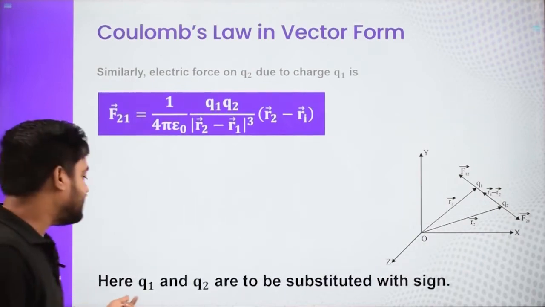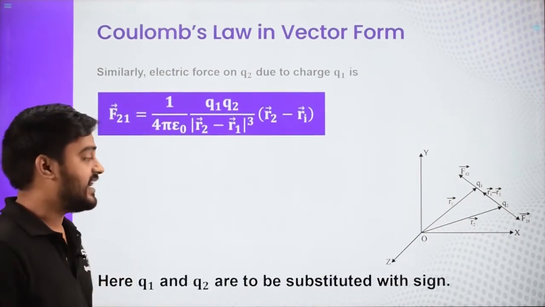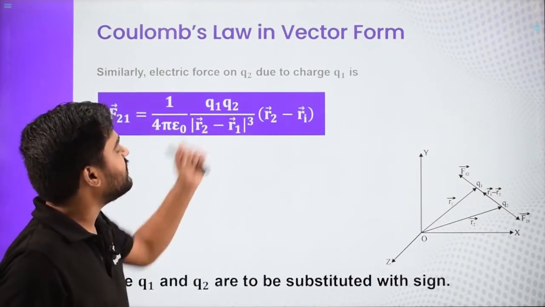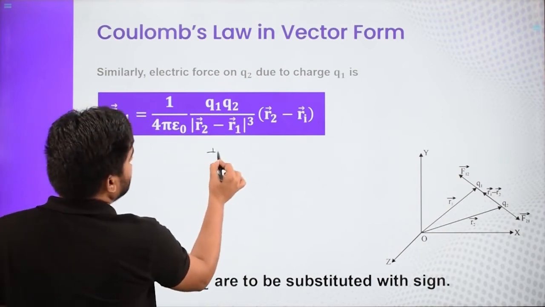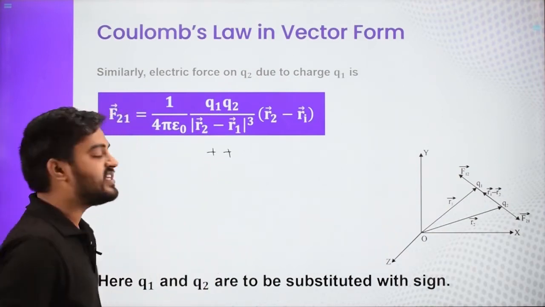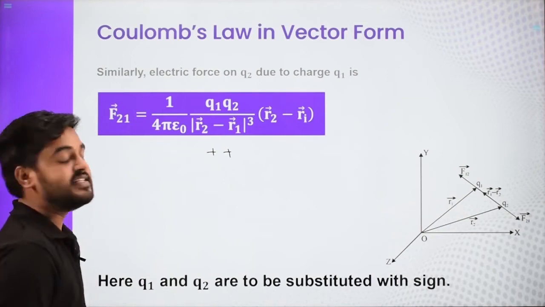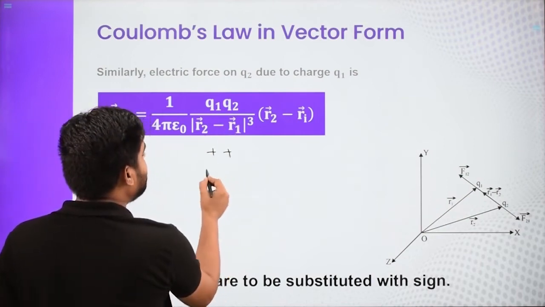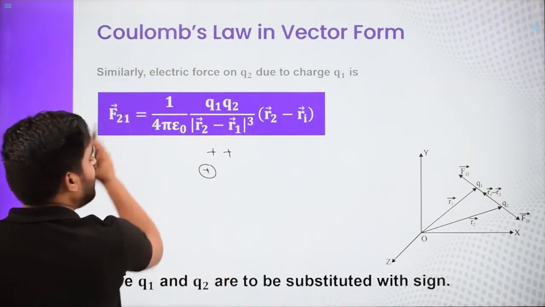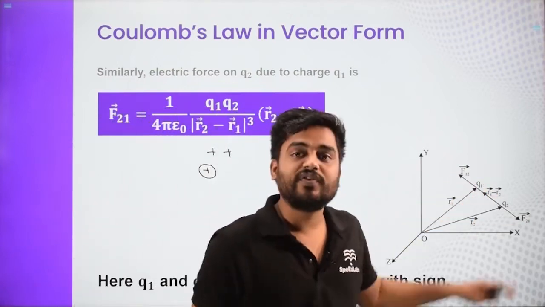Here, Q1 and Q2 need to be kept with sign. We already assumed that they are positive. So if both the charges are positive, they are like charges, their product will be positive, and hence the direction will automatically be the same as what we have assumed.